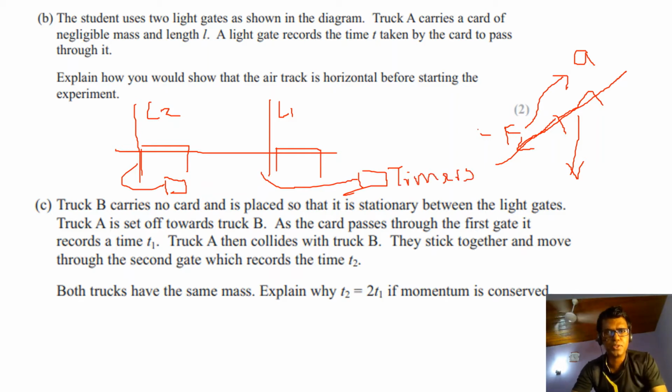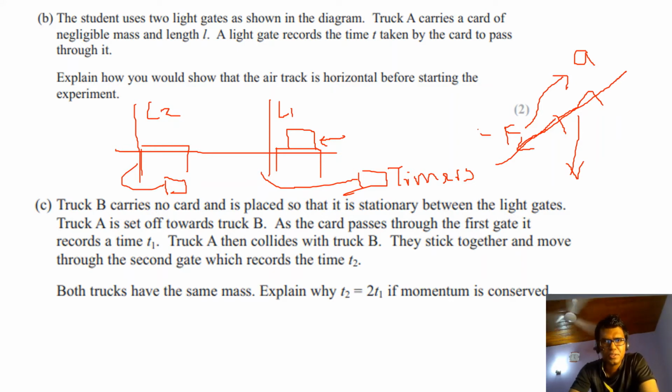They are connected to timers. We'll push the cart gently through the first light gate, and then the timer will record the time taken for the cart to pass through the first light gate. Once the cart passes the first light gate, the timer will stop, right? And then the cart will come towards the second light gate and pass through it, and the time taken for the cart to pass the second light gate can also be recorded, right?